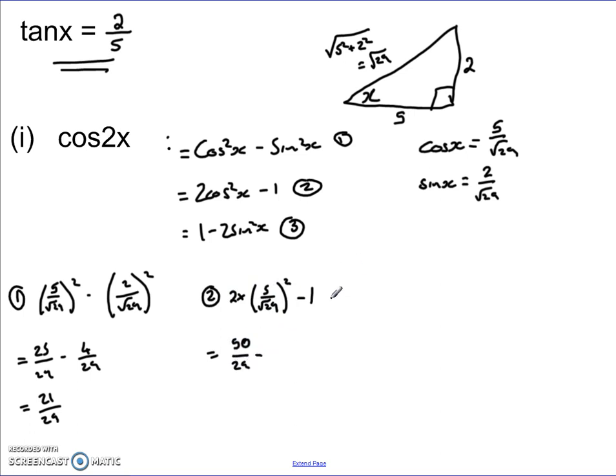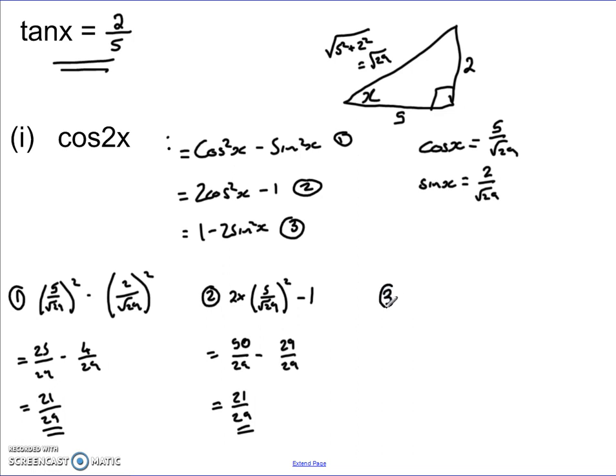And it's take away 1, but to work with it in this scenario, I have to write the 1 as 29 over 29. If I'm going to combine it and work it through, it has to be over a common denominator, which in this case, because it's just 1, is 29 over 29. Simplifying that gives me 21 over 29. Well, there you go. That's two of them the same.